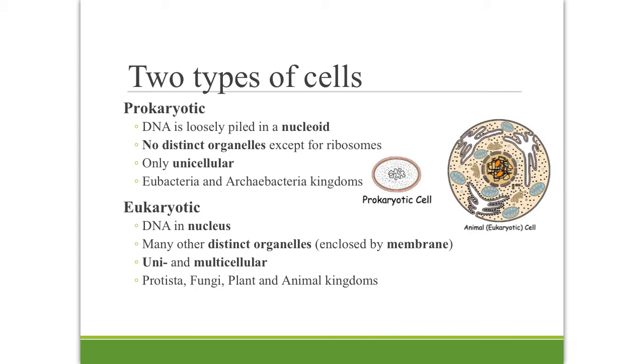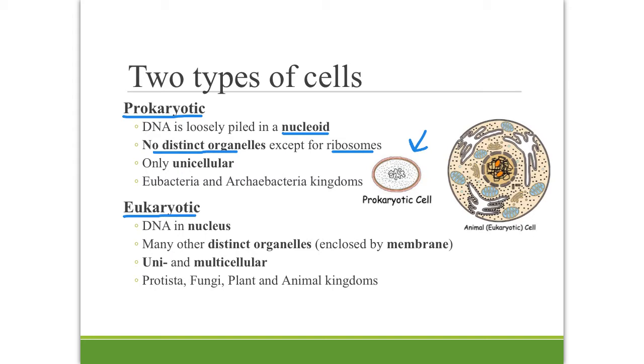Cells can also be divided into two main types. They are either prokaryotic cells or eukaryotic cells. Prokaryotic cells have their DNA piled together kind of like a plate of spaghetti in something we call a nucleoid. Prokaryotic cells also do not have really any distinct organelles except for ribosomes, so you can't see much inside them, as this diagram is trying to show you. It just doesn't look very interesting in there, but they are alive, and so they are doing all of the functions necessary for life inside that cell.